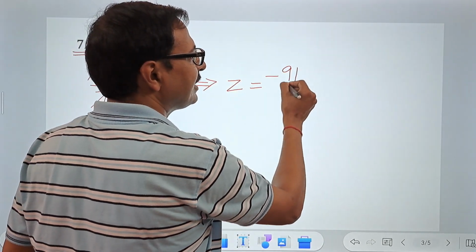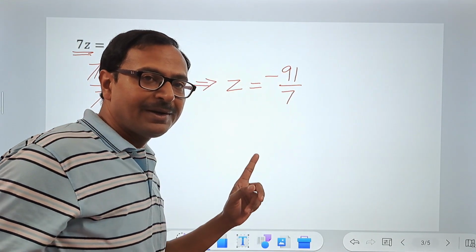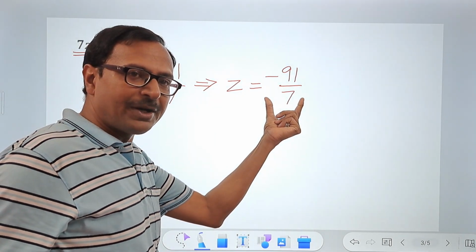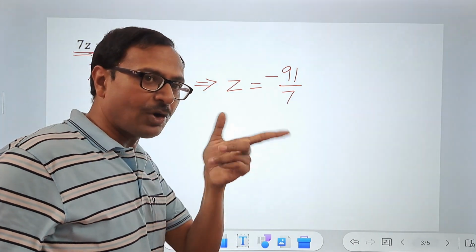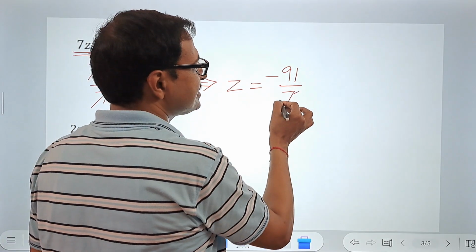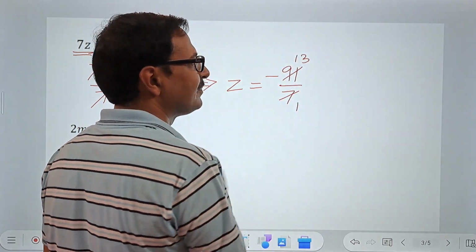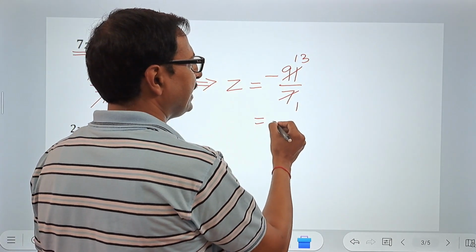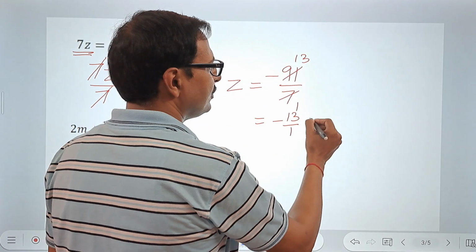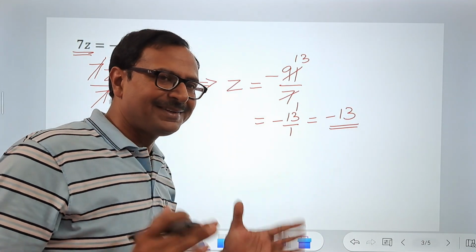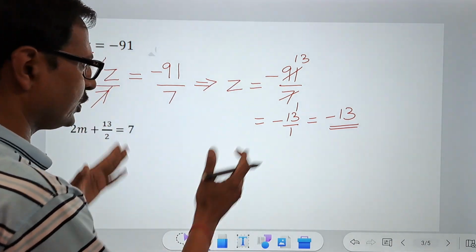But negative 91 upon 7 can be reduced further because it's a single integer in the numerator and a single integer in the denominator. So you can cancel them if there is a common factor. 7 divides 91 exactly, and that is 13 times. So your answer will be negative 13 upon 1, which is negative 13. Very simple, right? I'm sure most of the students know this.